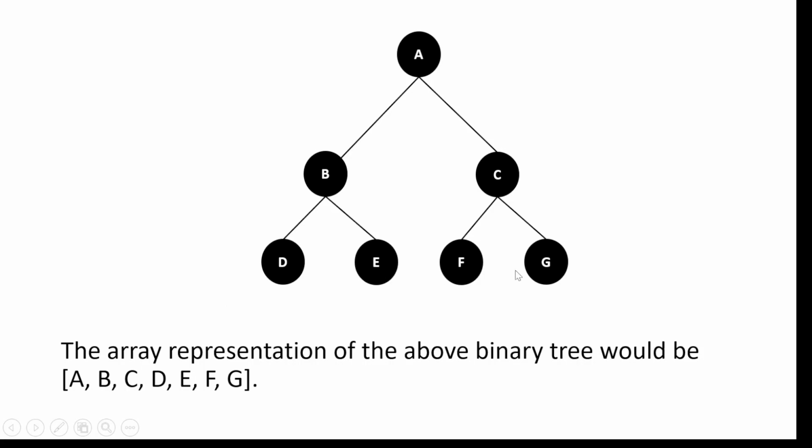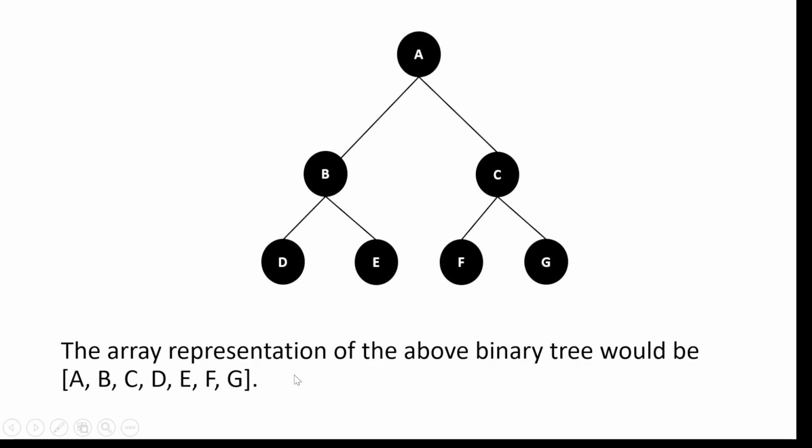Move to the next level. Again start from the left: I have D, then E, then F, then G. This is the order in which you store them in the array. So the array representation of the above binary tree is A, B, C, D, E, F, G.